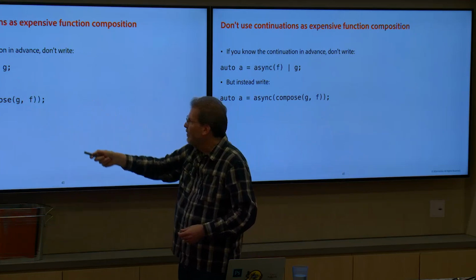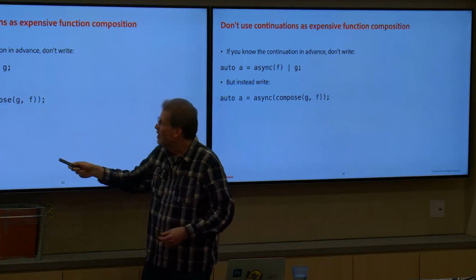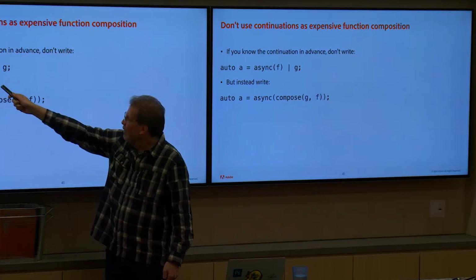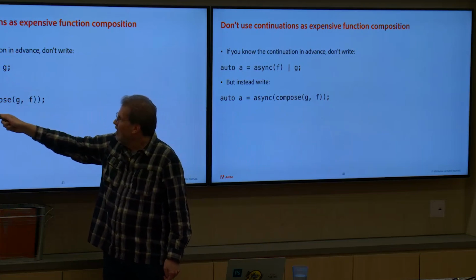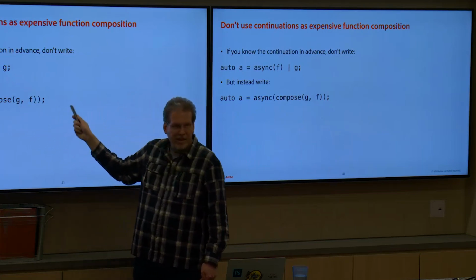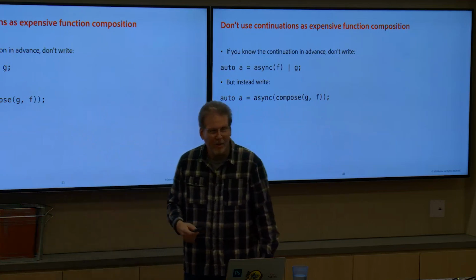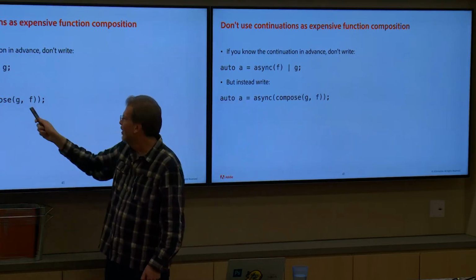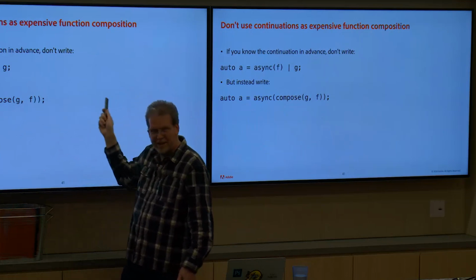Instead, what I want to do is say, oh, don't make F async and then pipe it to G, do async a composition of G and F. Okay, so remember we said that all that this means is this is G of F of X. So this is G of F of X.